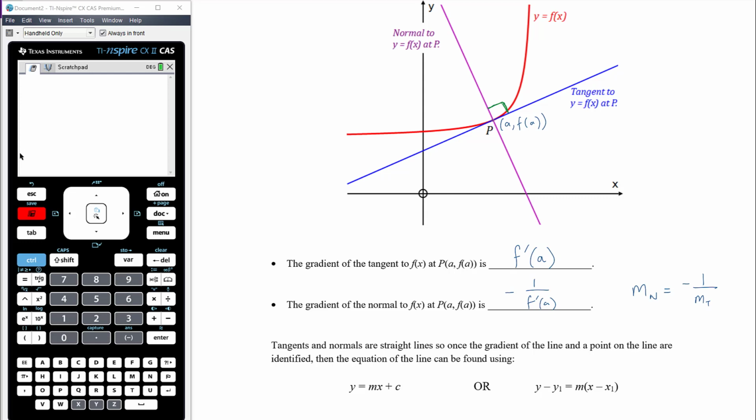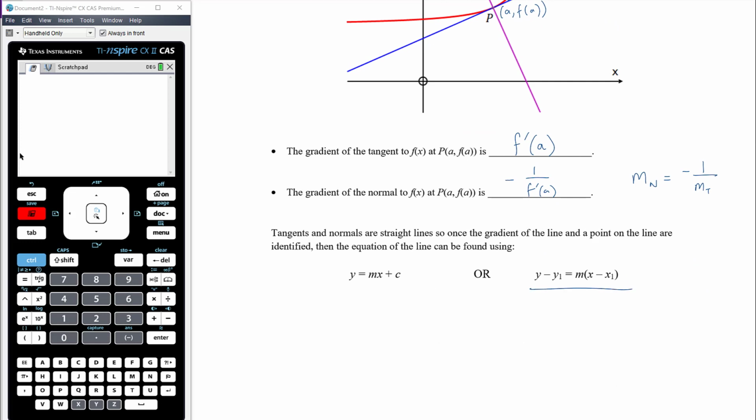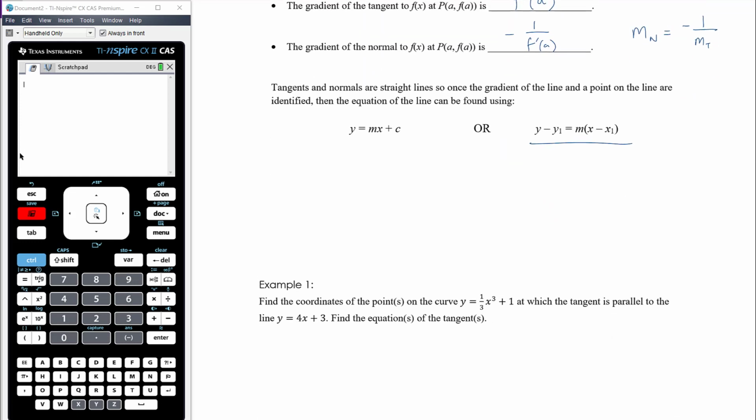So we can find the gradient of the tangent or the gradient of the normal, provided we have the equation of the curve. And once we've got gradient, and obviously we've also got a point, that point P, we needed that point to find the gradient at the point. Gradient and a point is enough to define a straight line, so we can find the equation of a line, whether we use y equals mx plus c, or my preferred choice, y minus y1 equals m times (x minus x1), which is just a rearrangement of the gradient formula, where the gradient and one point are known, and the point (x, y) is unknown. I'll do some examples with the two versions for finding the equation of a straight line.